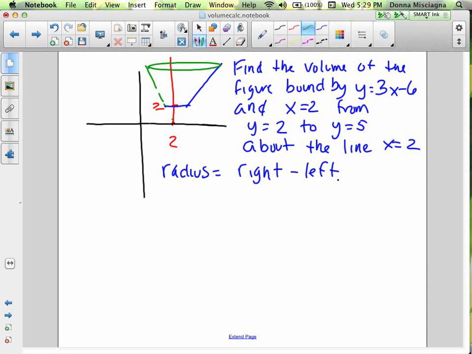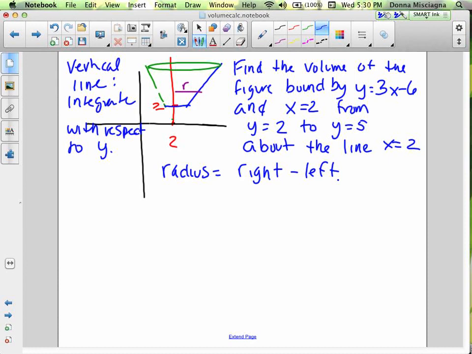And here's our, let's draw in our radius. Our radius, so symmetric here. Our radius would be here, right? So our radius is just going to be our upper function, our right function, which is the line 3x minus 6 minus our x equals 2. But before we can do any of that, we need to solve one of our functions in terms of x, because we have a vertical line, right? So we're going to integrate with respect to y. Right, so if your axis of revolution is vertical, you're integrating with respect to y.